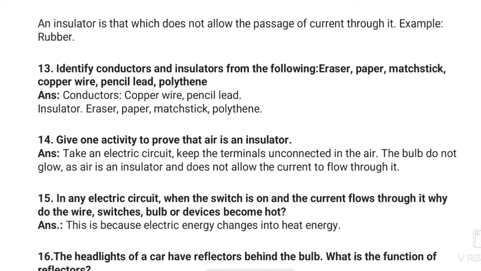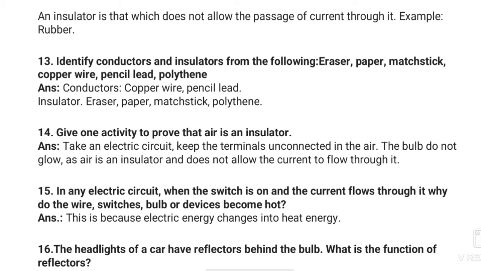Next question, identify conductors and insulators from the following. So students, here you can see that there are many examples, and some are conductors and some are insulators. You can see that copper wire and pencil lead are conductors of electricity, and eraser, paper, matchstick, and polythene are examples of insulators.